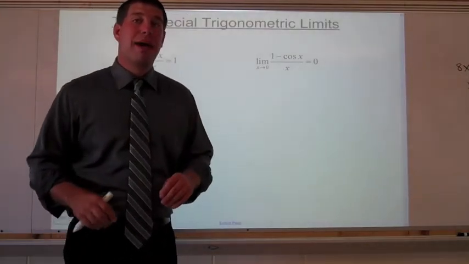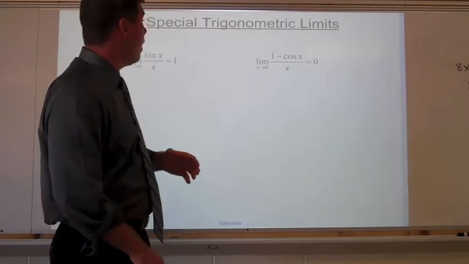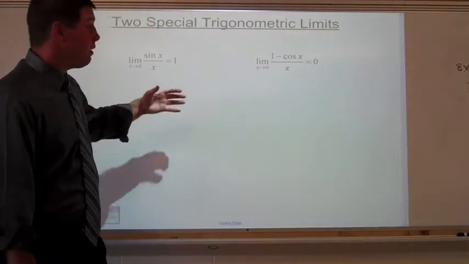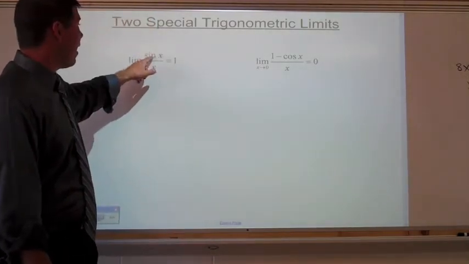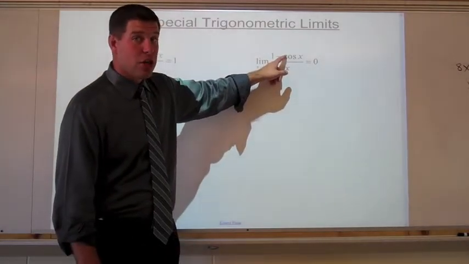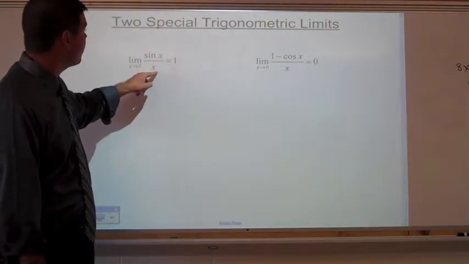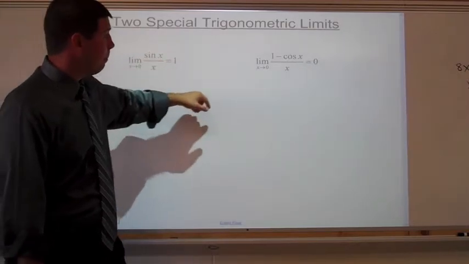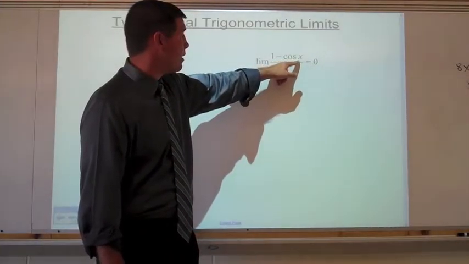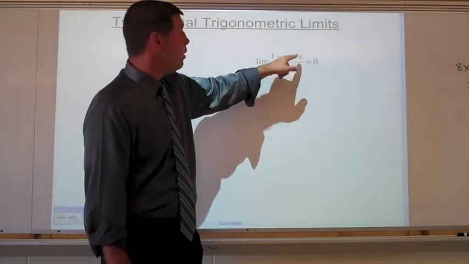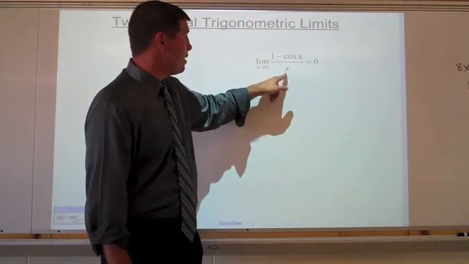Now we have two special trigonometric limits. Limit as x approaches 0 for both of these. Sine of x over x, 1 minus cosine of x over x. Plugging in 0, you get sine of 0 is 0 over 0, indeterminate form. Plugging in 0 for x, cosine of 0 is 1, 1 minus 1 is 0, over 0.